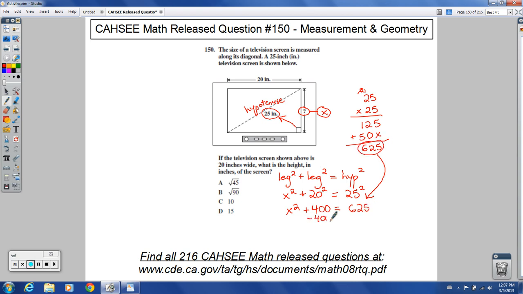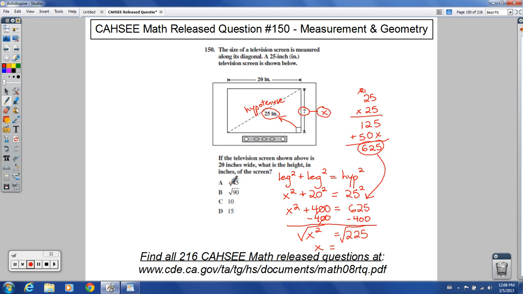Subtract 400 from both sides. And this would cancel here and here. You'd have x squared equals 225. Take the square root of both sides from there. And you'd get your answer, x equals, you may not know this one off the top of your head, so you could try some different numbers.